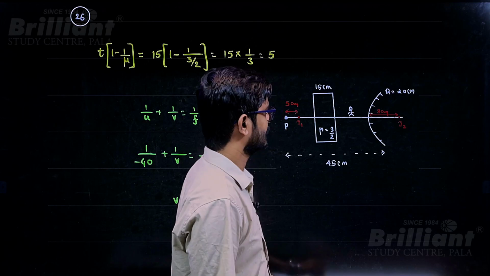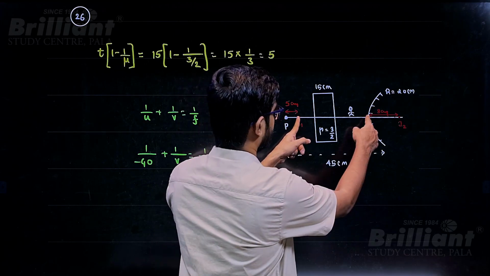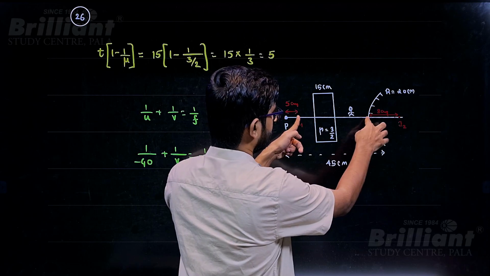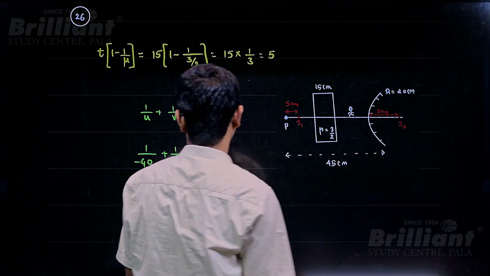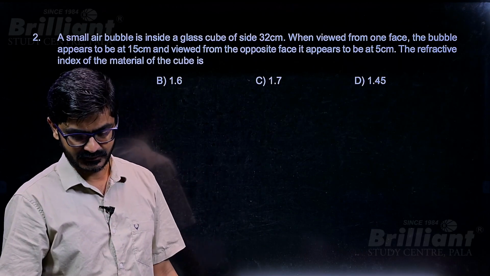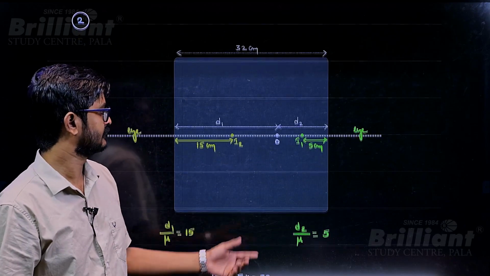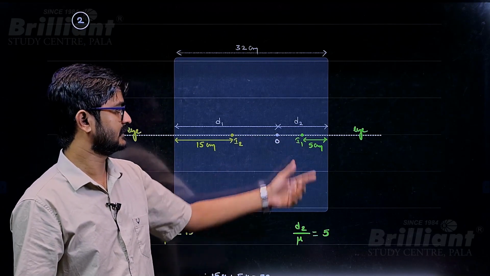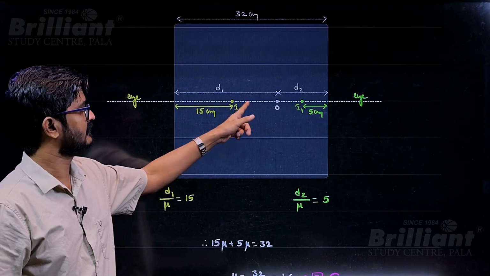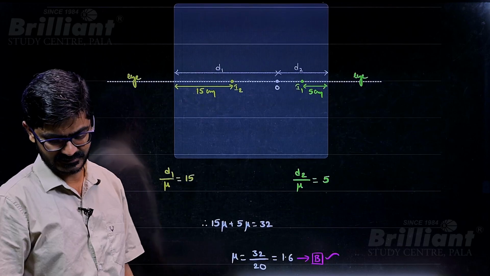Now they are asking what is the distance between those two images, right? So from here to here, from pole to here it is 40, from here to here it is 8, so it is 40 plus 8, 48, right? Now you can do this question again by yourself. We have already done this question. Now you can take this shift and this shift, right? And this shift plus this shift must be equal to 32 minus 20. Anyway, that's up to you.